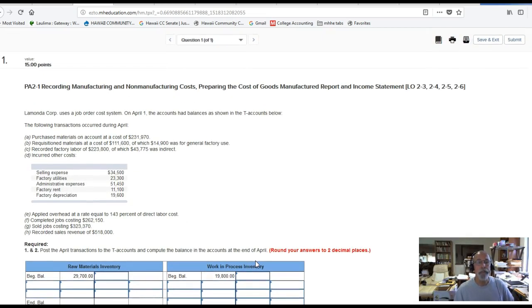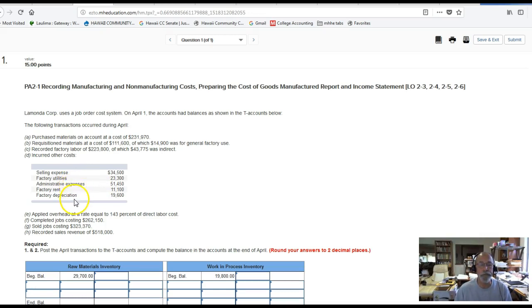Okay, so let's see. Following transactions occurred during April. A, purchased materials on account at a cost of $231,970. B, requisition materials at a cost of $111,600, of which $14,900 was for general factory use. And C, recorded factory labor of $223,800, of which $43,775 was indirect.